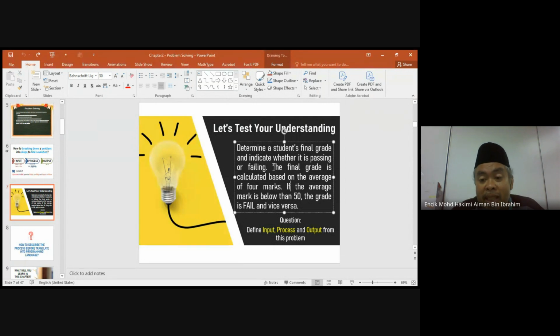The process is the calculation of the average of 4 marks. That is the process. The input is the 4 marks from just now. If the average mark is below 50, the grade is fail, and vice versa. This one is also the output. So we have the input, 4 marks. We have the processing, which is that we calculate the average of those 4 marks.